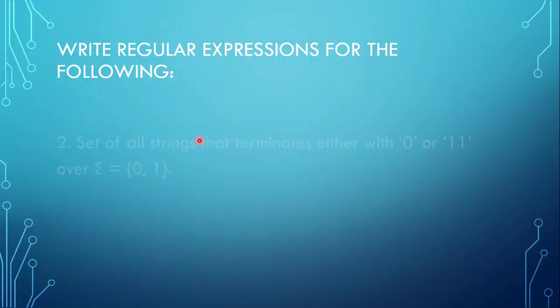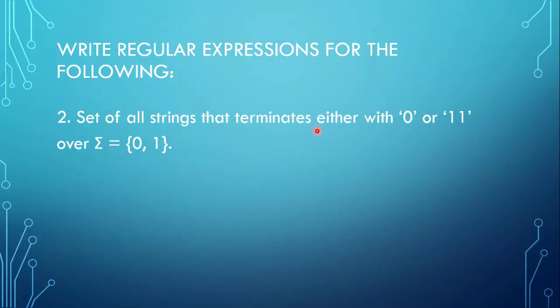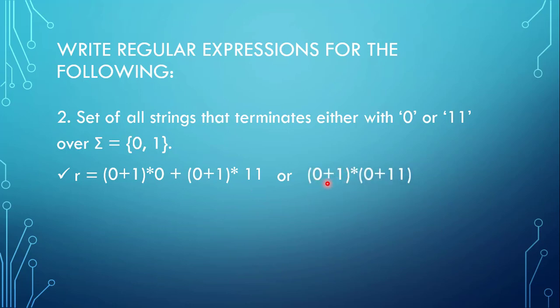Now next question. Set of all strings that terminates either with 0 or 11. Now here, set of all strings, we know immediately that it will be (0 plus 1) star. Now here the question says terminates. So it will have the ending expression as either 0 or 11. There is another way of writing this regular expression, which is (0 plus 1) star dot (0 plus 11). So here we have simply segregated (0 plus 1) star as the common expression and attached (0 plus 11) as the ending expression of our regular expression.